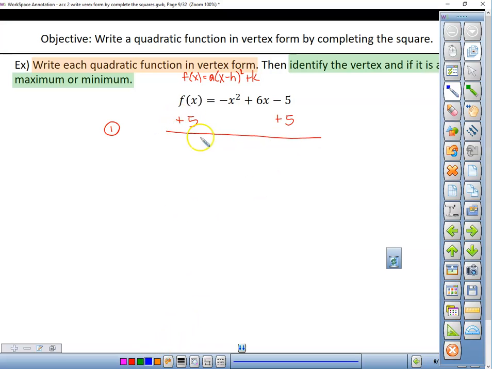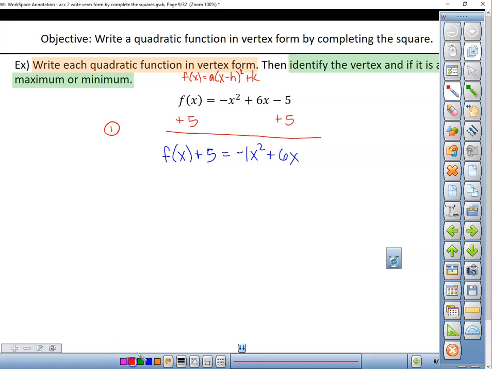So now what we have over here is f of x plus 5. Looks a little weird because we're not used to writing a function plus something, but that's what the math says, so that's what we're going to write. Equals, and our negative here we know means -1 times x squared plus 6x.